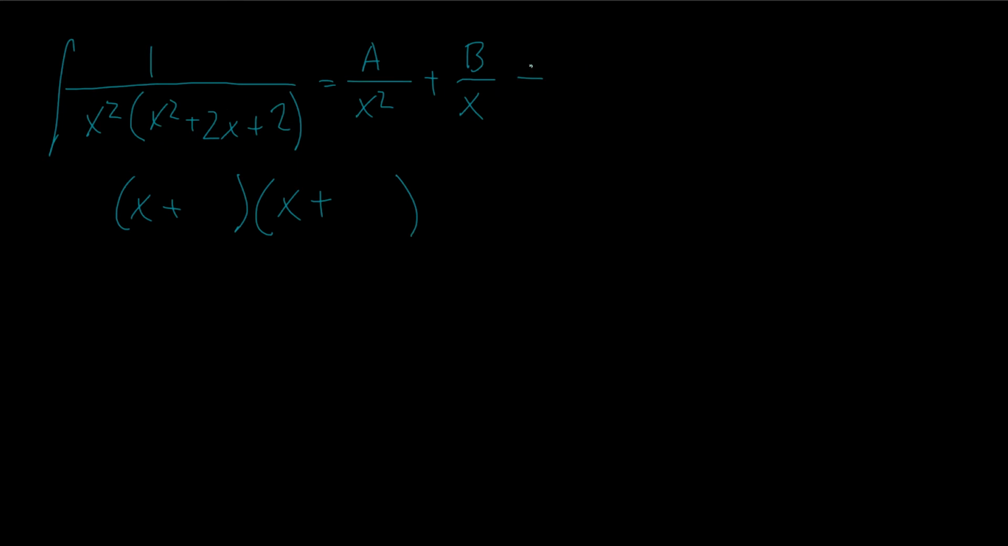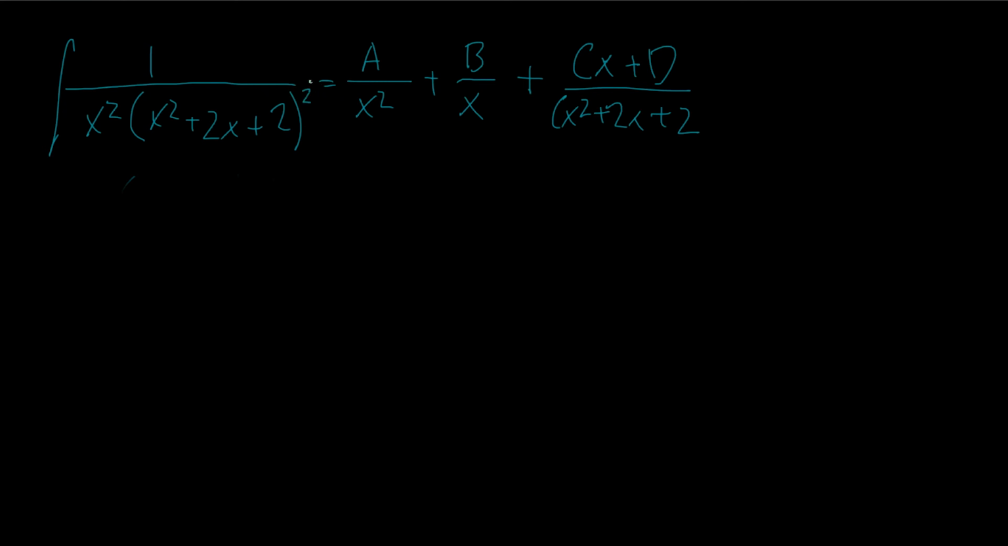And generally the way that you deal with irreducible factors is by having a numerator in this form: Cx plus d over that irreducible factor, x squared plus 2x plus 2, just like that. And then from there, let's say, for example, that this was squared. You would have your squared one right here, and then you would add ex plus f over x squared plus 2x plus 2. You don't add the squared because you did an individual factor.